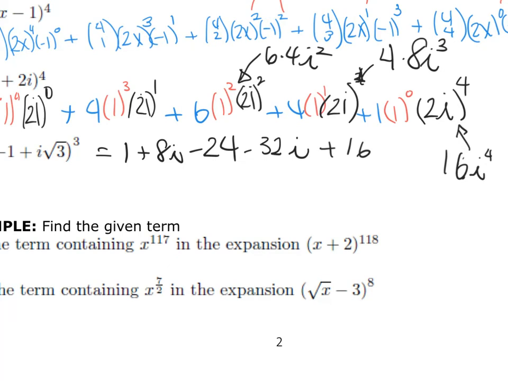So that's where we are. Now this is a complex number, so I have to write my final answer as a complex number, a plus bi. So I'm going to add all my non-i terms. I'm going to add 1, negative 24, and 16. What is 1 minus 24 plus 16? What is it? 7.